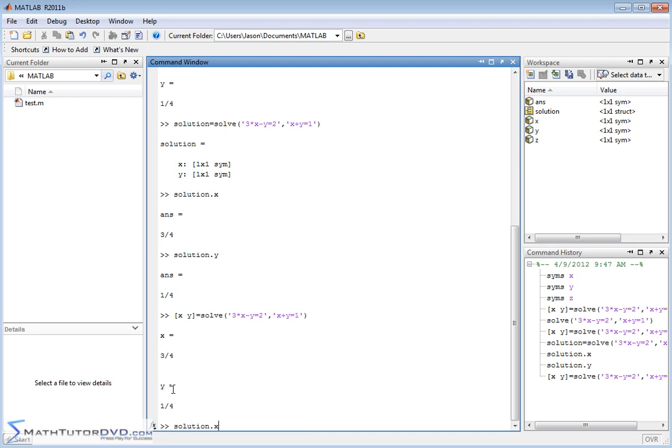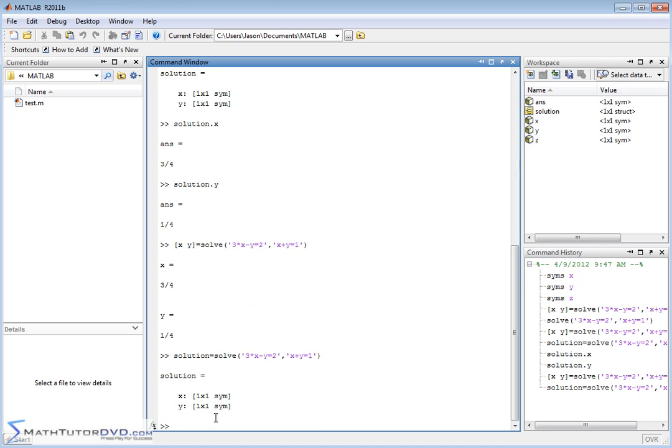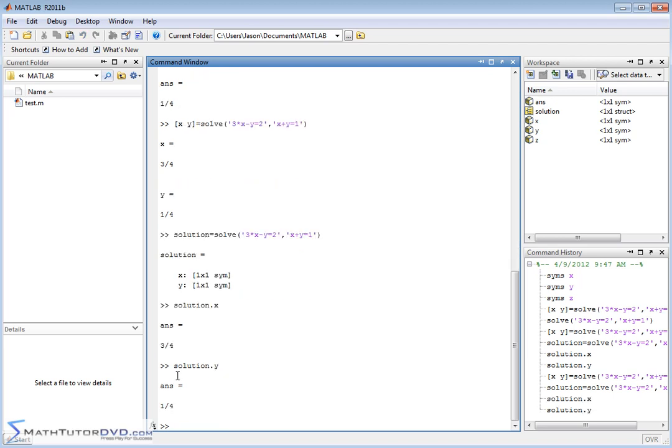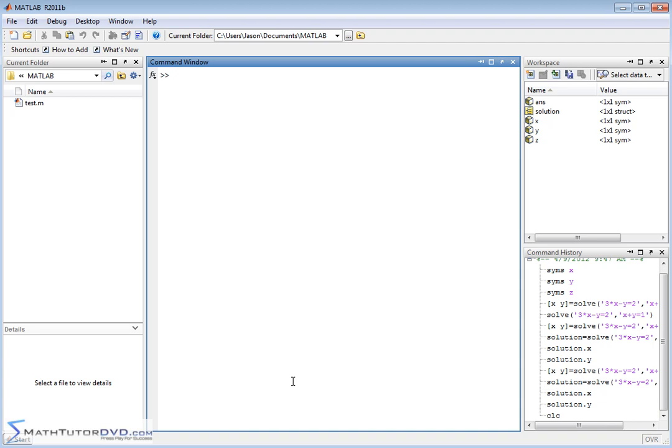If you set the result of the solve algorithm to a single variable name, not a matrix, then it dumps the values into a structure that it creates. And to get at the values, you'll have to access them like this. So those are the two ways to do it. I wanted to point that out because it is a little confusing and behaves a little differently than you might initially expect. All right, so let's clear the screen and let's solve another set of equations.